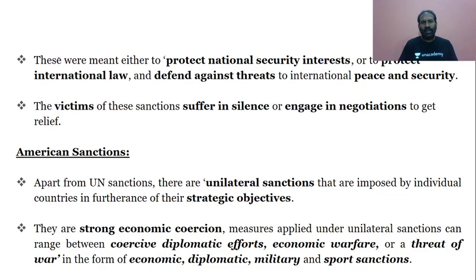And the next is, as we have seen, these sanctions were meant either to protect national security interest, or to protect international law and defend against threats which would impact international peace and security. So there could be a statement in the prelims that sanctions are meant to protect national security interest. One sentence. Second sentence, protect international law. Third sentence, to defend against threats to international peace and security.